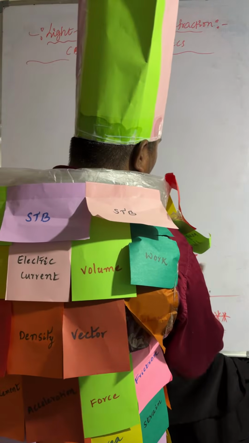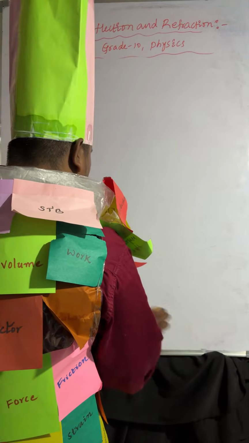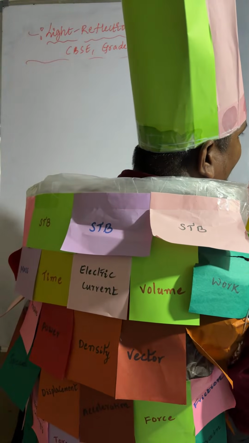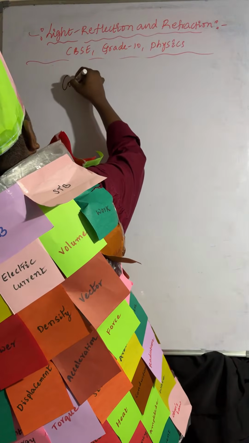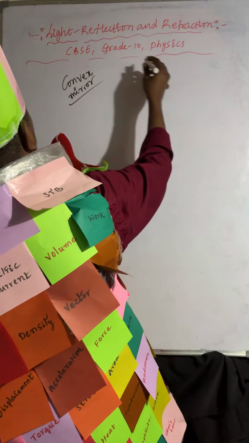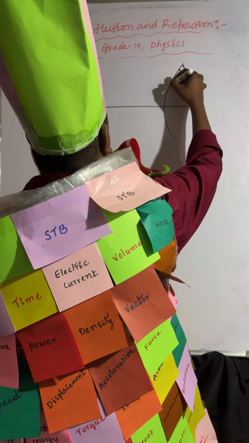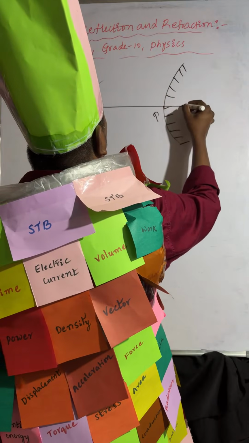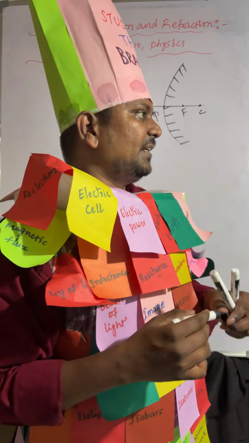So convex mirror. Now you can see this is a convex mirror. So this is the pole, focus, center of curvature. So object is placed at infinity.